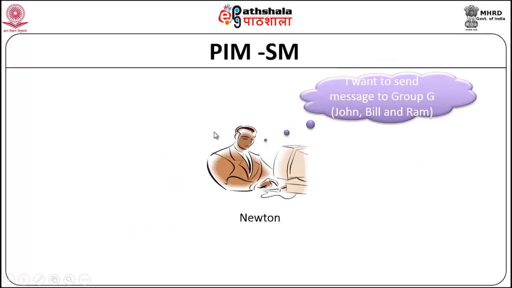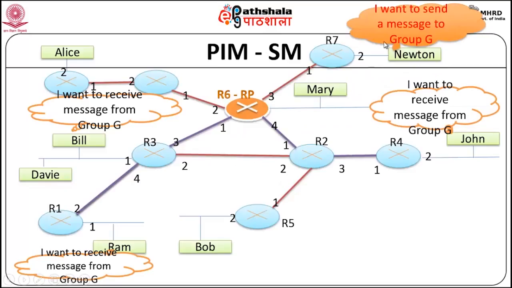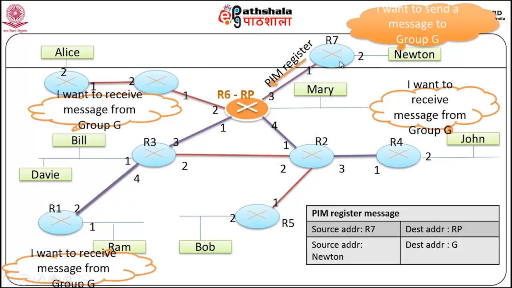So now let us say somebody wants to send messages to this group. For instance, Newton wants to send messages to this group G, which consists of John, Bill and Ram. Newton is connected to R7, let us say. What is it that he will do? Newton will send a multicast message to R7, which is his designated router, and R7 will send a PIM register message. This PIM register message will have the source address as R7 and the destination address as the RP. This will be a unicast packet, which will consist of the multicast packet which has the source address as Newton and the destination address as G. This PIM register message will be sent from R7 to the RP.